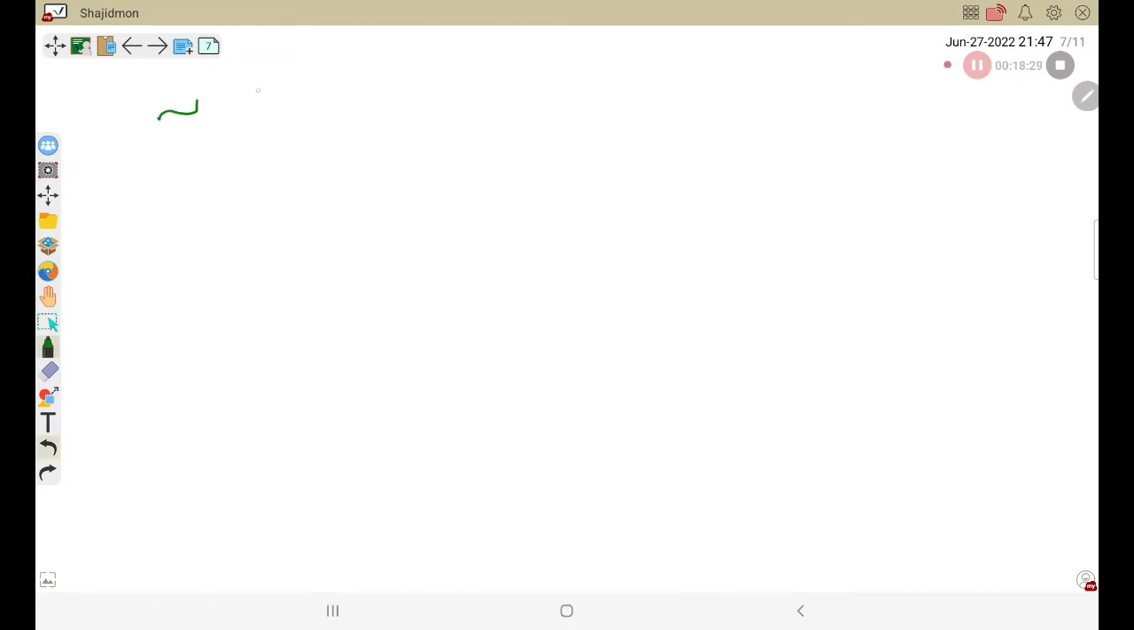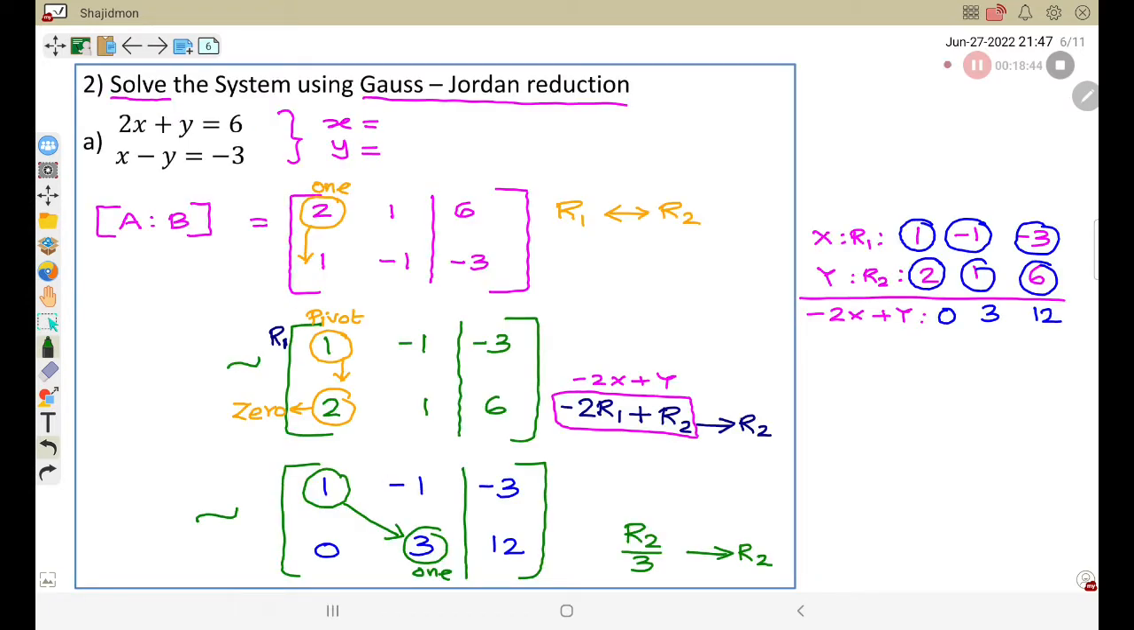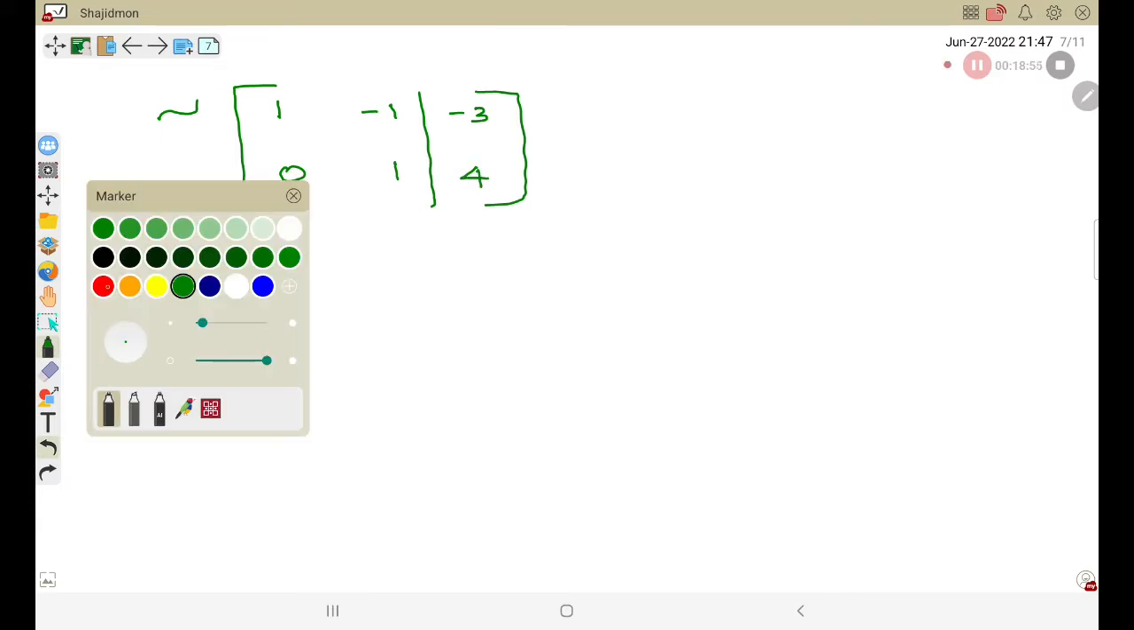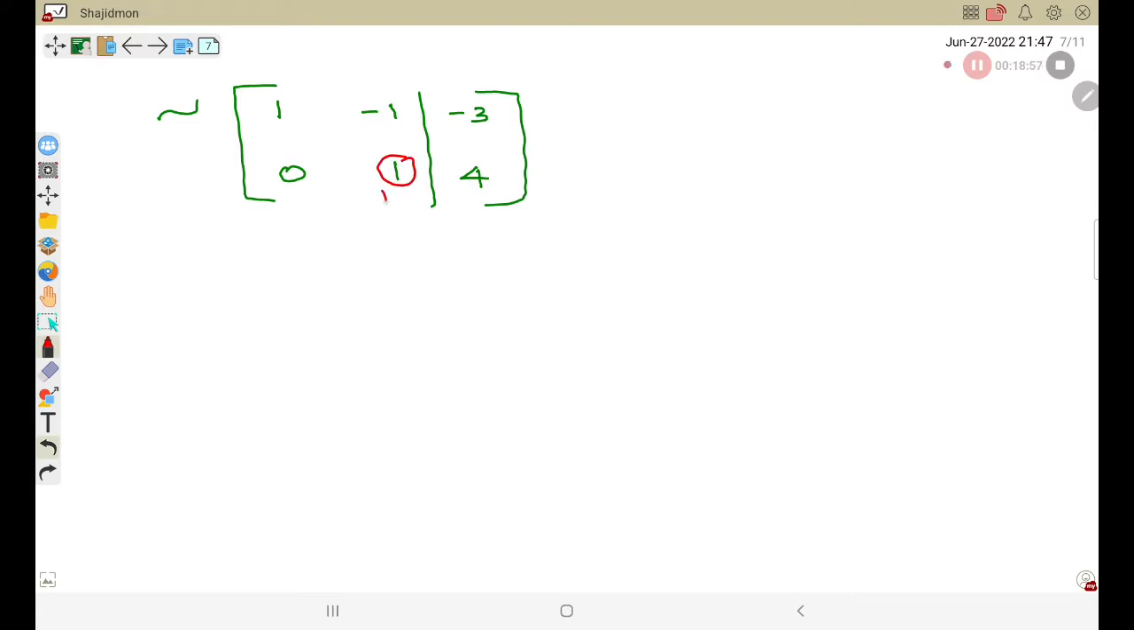So equivalently matrix, first row no change. We can write the first row, that is 1 minus 1 minus 3. Correct? Second row complete number divided by 3. 0 by 3, that is 0. 3 by 3 is 1. 12 by 3, that is 4. Now this number is the pivot number now. Correct? Pivot number coming which row? Second row. Now the top number we need to change into 0.